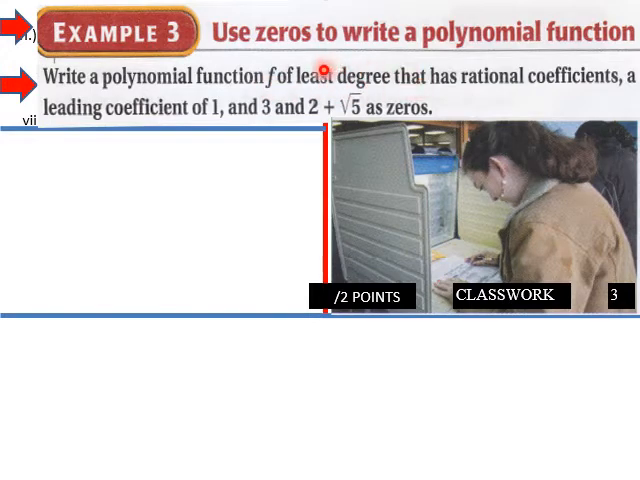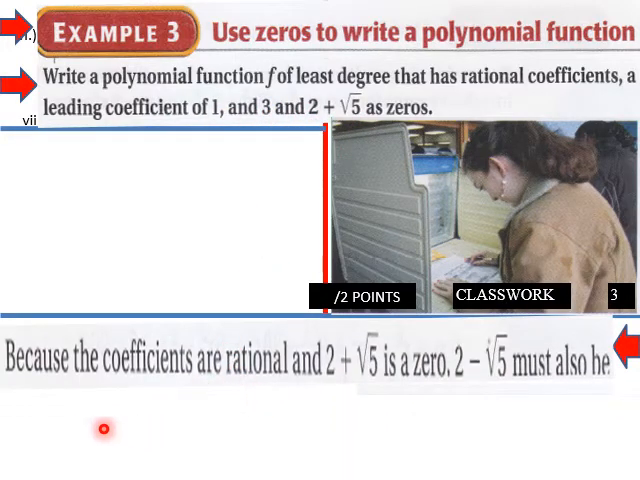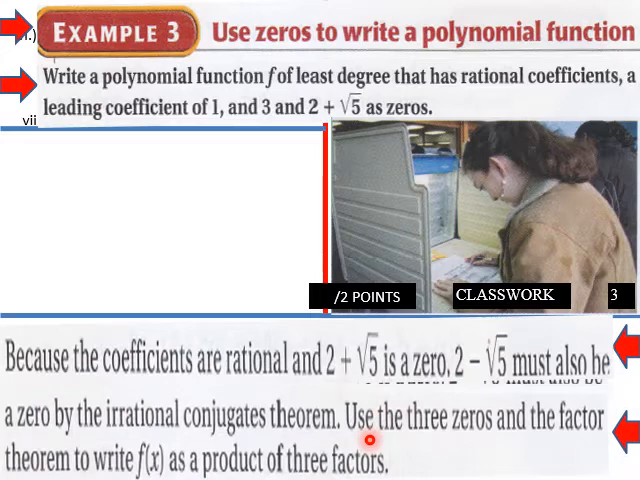Using zeros to write a polynomial function. Write a polynomial function f of least degree that has rational coefficients, a leading coefficient of 1, and 3 and 2 plus radical 5 as zeros. So we have leading coefficient of 1 and 3 and 2 plus radical 5 as zeros. Because coefficients are rational and 2 plus radical 5 is a zero, 2 minus radical 5 must also be a zero by the irrational conjugates theorem.